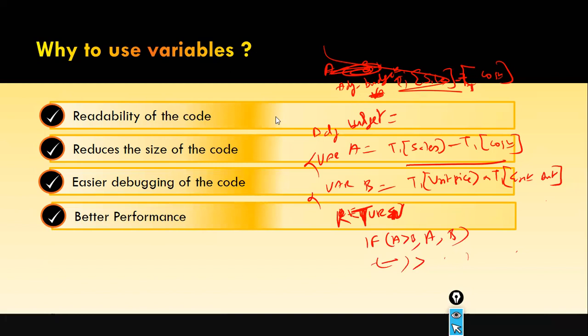With variables, we can improve the readability of the code, and also we can reduce the size of the code. With this example, you understood how we can reduce the code with variables, and also debugging is pretty simple when you use variables. When you use variables, the performance will be better because the number of lines is less, hence the performance will be faster. Also we can use variables in calculated columns and in calculated measures.